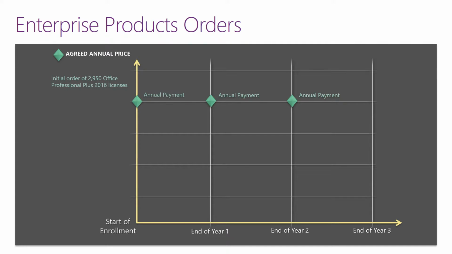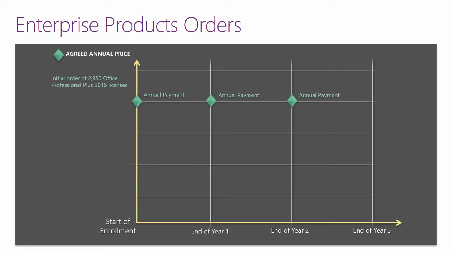When their agreement is set up, a price is agreed for an Office Professional Plus 2016 license with 3 years of software assurance. And this total price is split into 3, and Contoso makes an annual payment at the start of the agreement, and then on the next 2 anniversaries of the agreement, as you can see. This is great for Contoso, since they know exactly what they will be paying for Office on all of their qualified devices throughout the term of the enrolment.